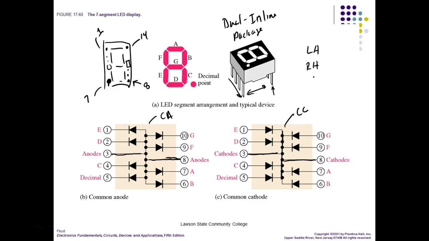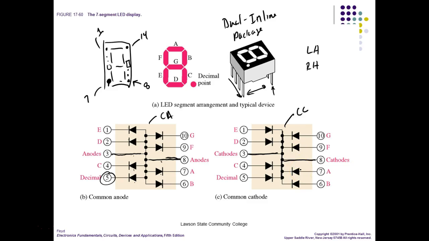You can count the number of pins. So if it's got 1, 2, 3, 4, 5, 6, 7, 8, 9, 10, 11 pins, then both the decimal points are not hooked up. I'm sorry. It would have 1, 2, 3, 4, 5, 6, 7, 8, 9, 10 pins, because here's the decimal point right there. So we can look that up or check it with a meter. Notice that on both these, your common is pin 3 and pin 8.